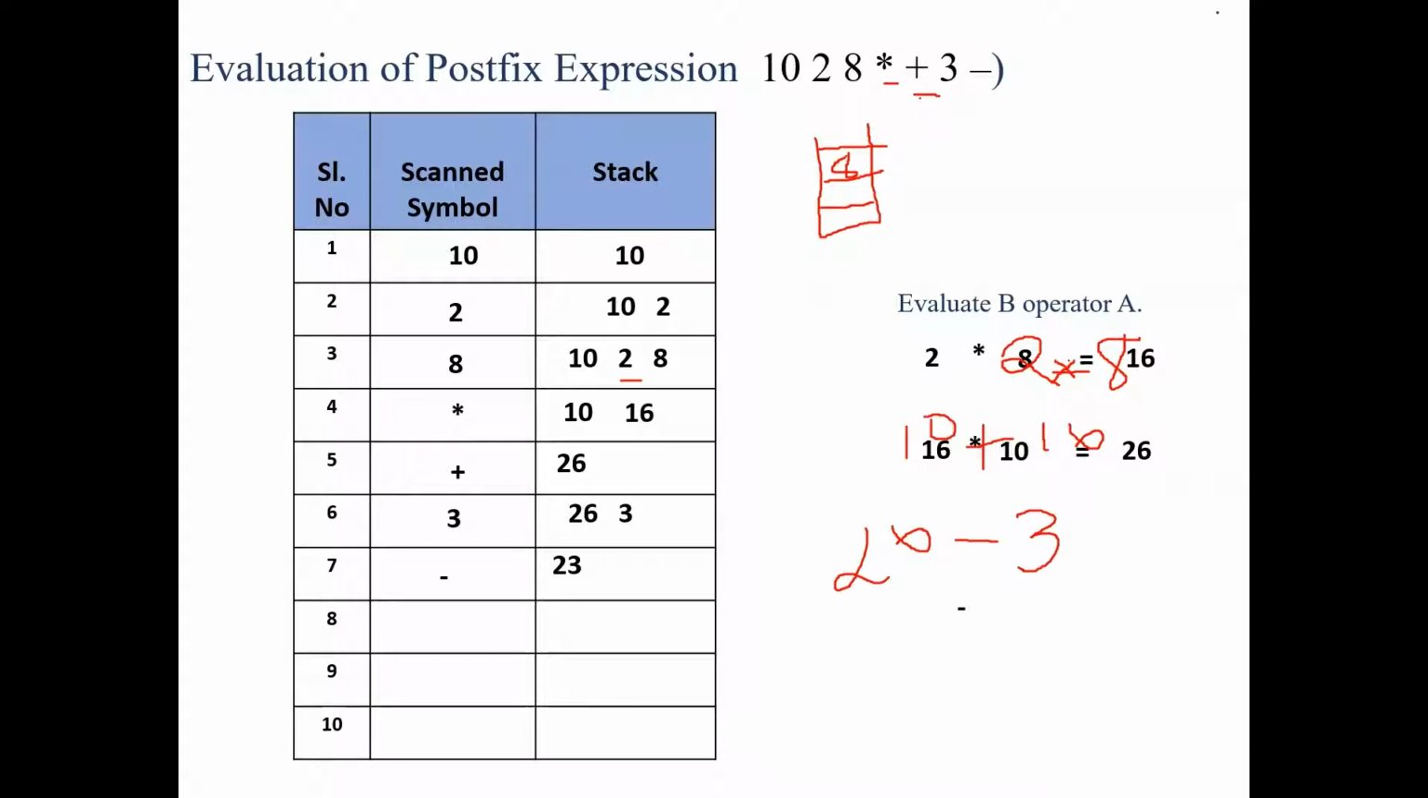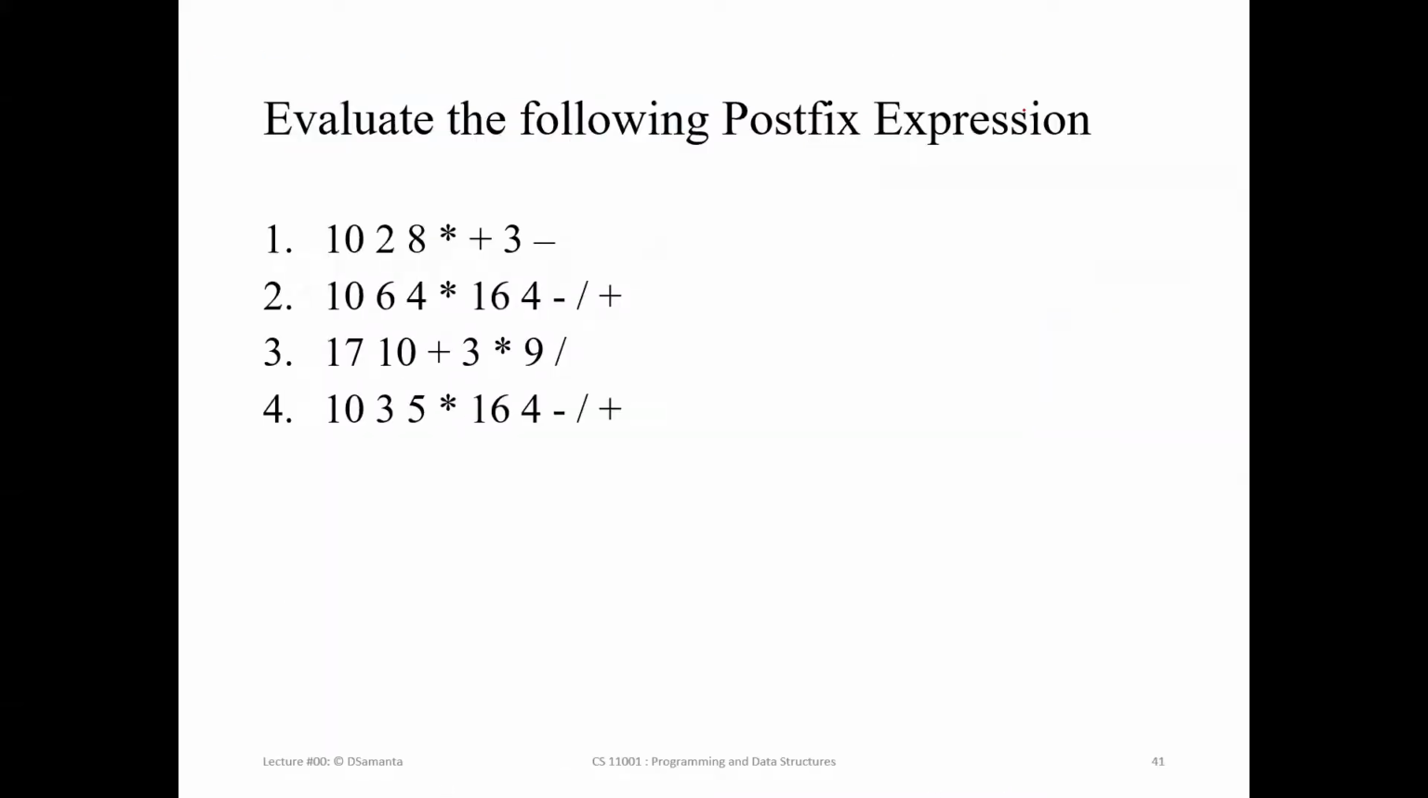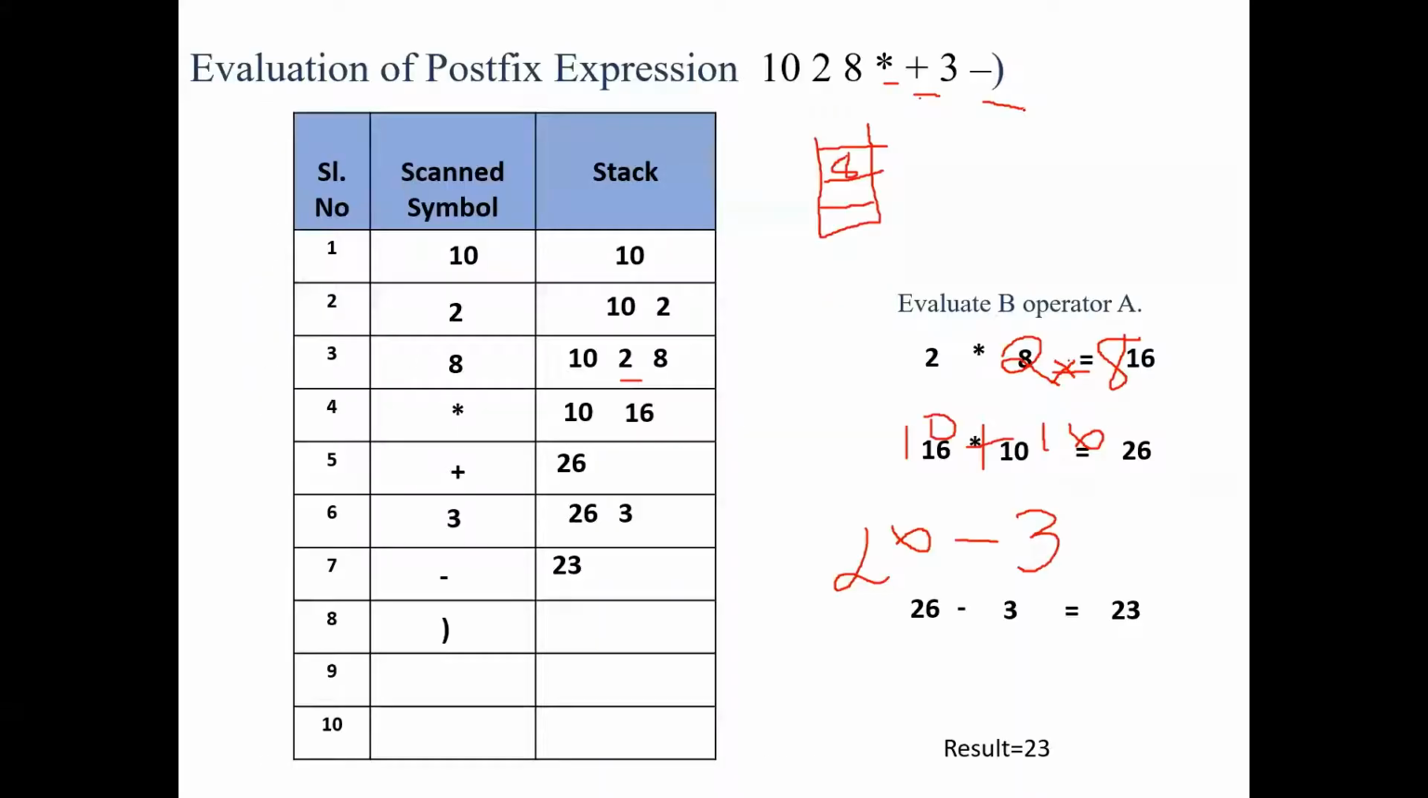Now what is the next symbol scanned? The next symbol will be a right parenthesis, which indicates the end of the expression. When you encounter the right parenthesis, we have to pop the top operand of the stack, which is nothing but the result of the evaluation of the expression. So now the result will be 23. Like this you have to evaluate.